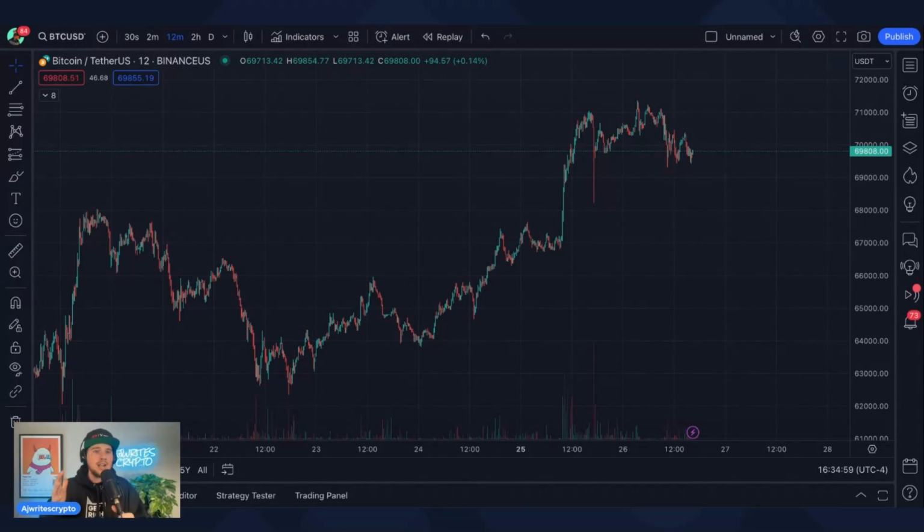So I kind of want to take some time to just give a quick overview on TradingView and how to make things work, how to use tools, how to set up indicators, how to set alarms. So let's go over all that really fast.